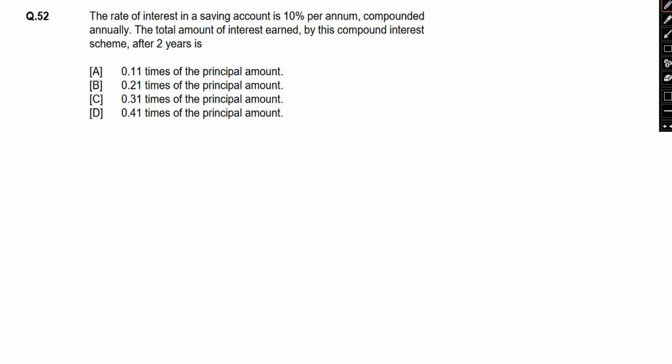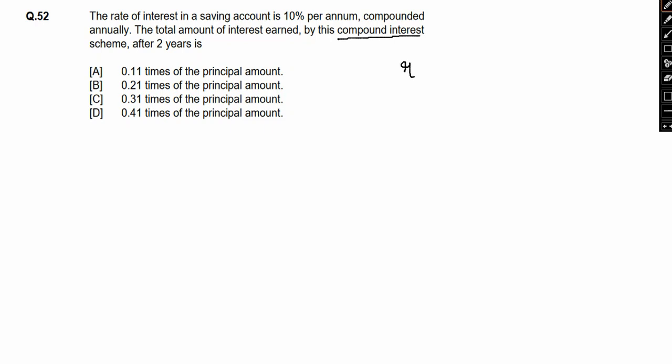So the rate of interest in savings account is 10% per annum compounded annually. Total amount of interest earned by this compound interest scheme after 2 years is, okay, so total amount of compound interest earned. Okay, we have to find the compound interest. So let's take a look.